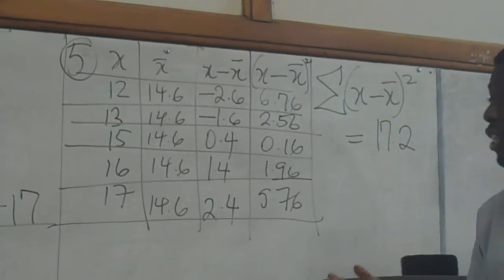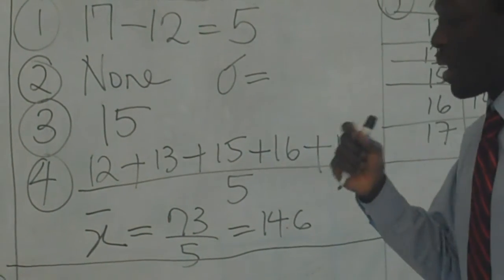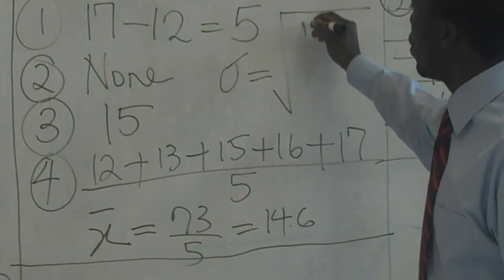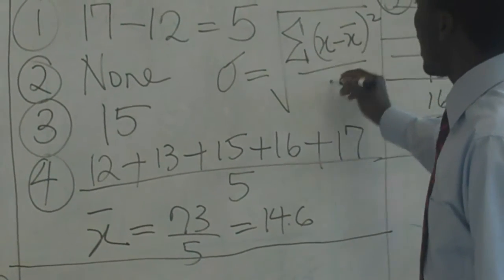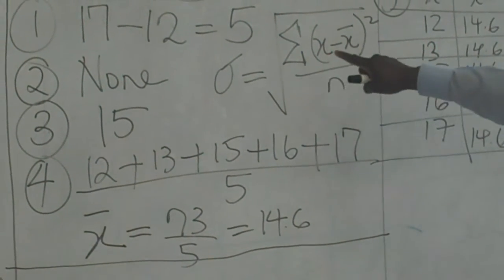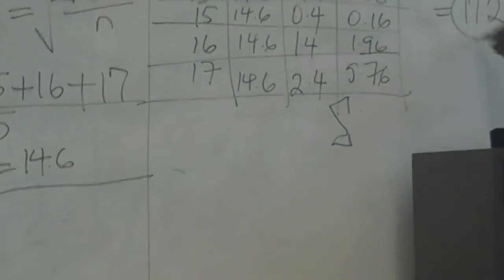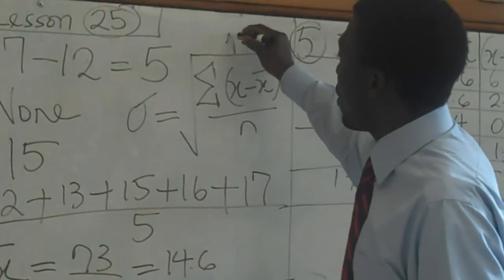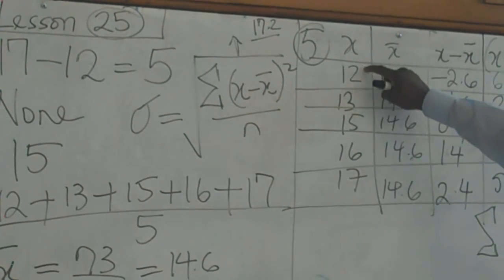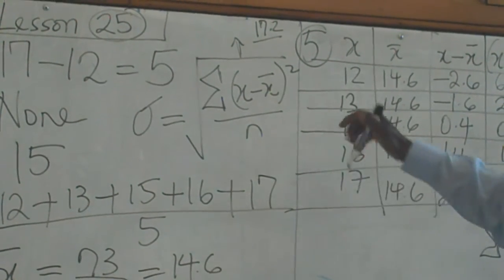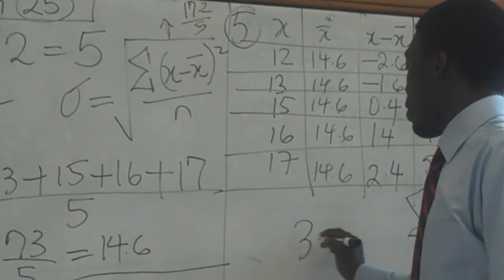The formula for standard deviation is sigma, that's a Greek letter, sigma is equal to the square root of the summation of x minus x bar squared divided by n. The summation of x minus x bar squared is right here. We just added all of that and we got 17.2. So all you have here is 17.2 divided by the number of terms. How many terms do we have? We have 1, 2, 3, 4, 5. Divided by 5, so 17.2 divided by 5 is 3.44.